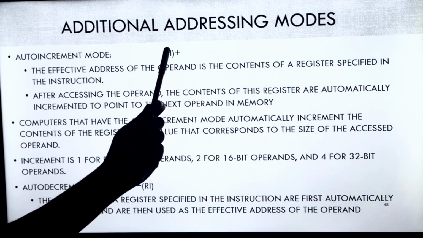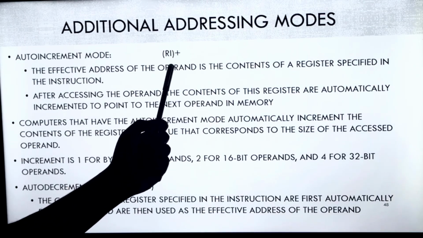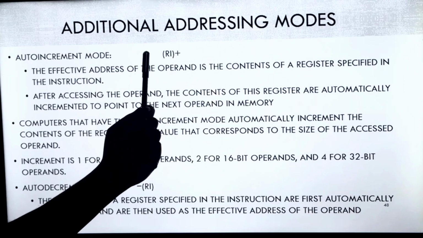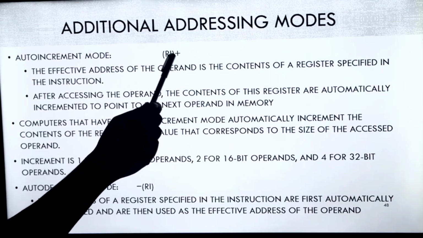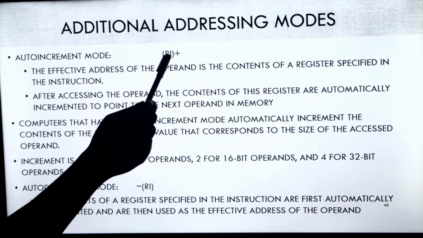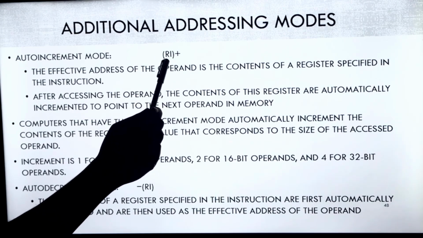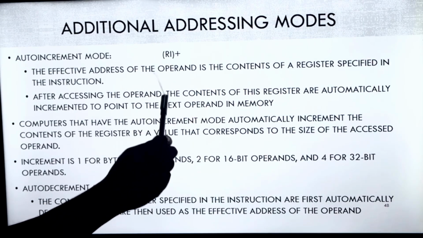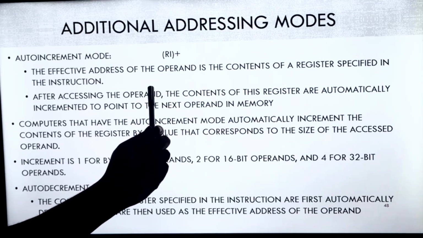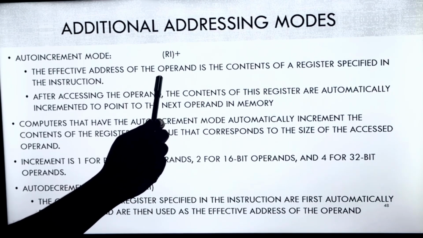See how to write it? (Ri)+. So if I write it, you have to understand that this is auto increment. I hope you know what auto increment is. You already have gone through it in C language, right? So auto increment means if I write a++ it means a equals a plus 1. You know that, right? The next increment.